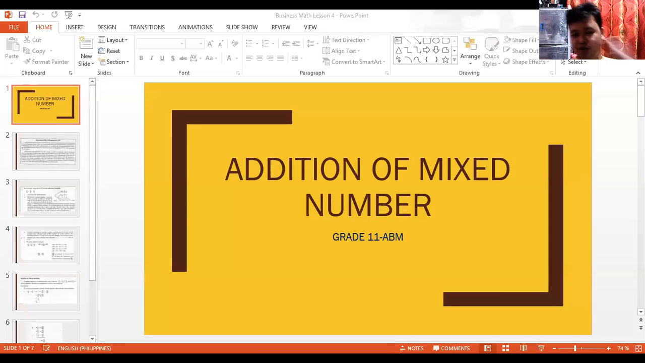So, this is addition of mixed numbers. I need to share my screen. So, this is addition of mixed numbers. A proper fraction is one where the numerator is smaller than the denominator. An improper fraction is one where the numerator is greater than the denominator. The mixed number is the one with a remainder. So, that is the mixed number.